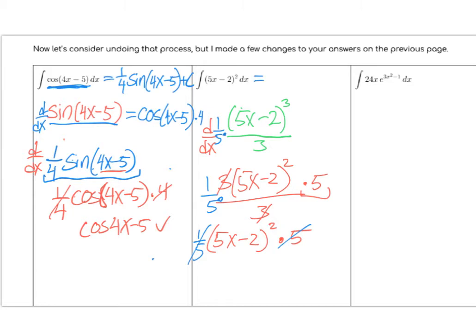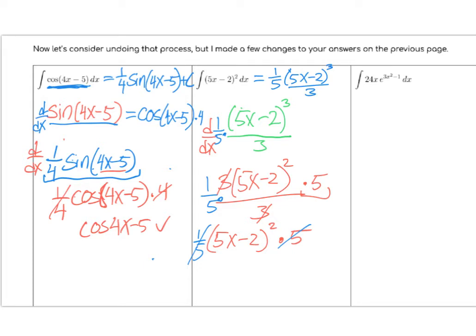So this is the derivative of a function that's 1/5 times 5x minus 2 to the third over 3. And again, I'm going to hold off on looking at that just for now, and we're going to come back to that in a moment.